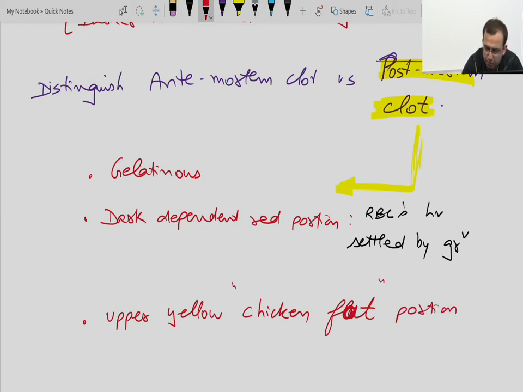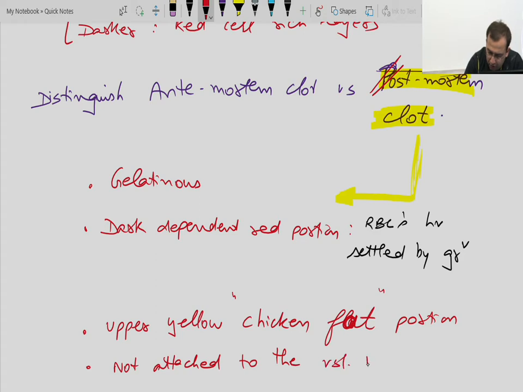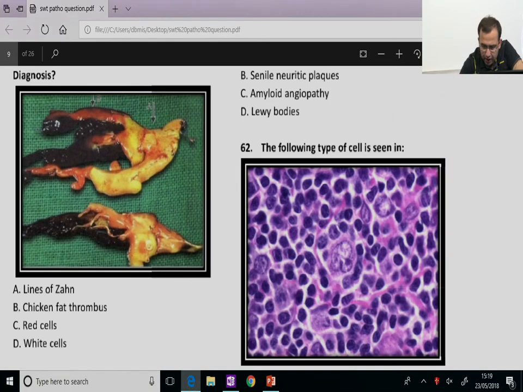This is a post-mortem clot. And obviously, a post-mortem clot is not attached to the underlying vessel wall. This is antemortem versus postmortem blood clots. So before I go further, let us have a look at the image again. We have the dark red dependent portion with upper chicken white.